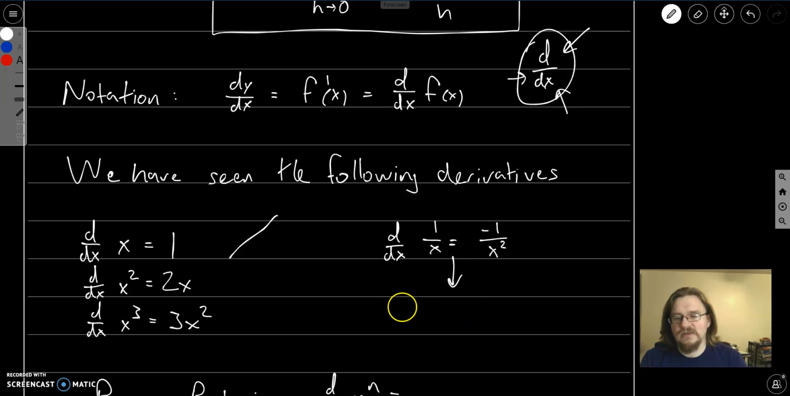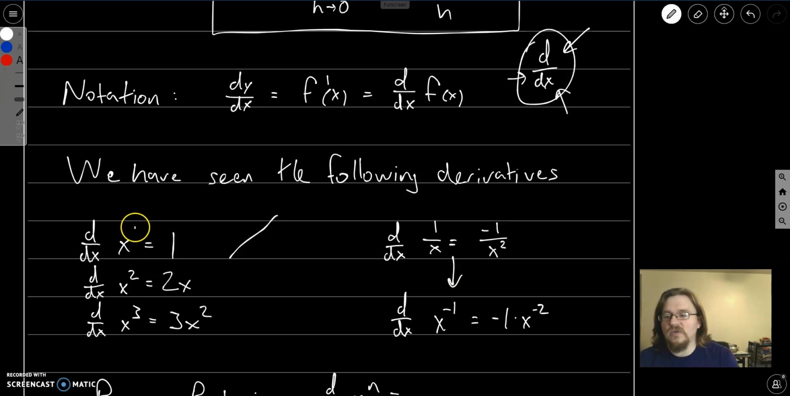Another way of writing that is the following. 1 over x is just x to the negative 1, and negative 1 over x squared is negative 1 times x to the negative 2 power. We can see that we've got a nice little pattern going on here. x is just x to the first power, but also 1 is x to the 0 power. We can see that we have reduced the power by 1. And here we reduce the power by 1. This could be written as x to the first power. We reduced the power by 1.